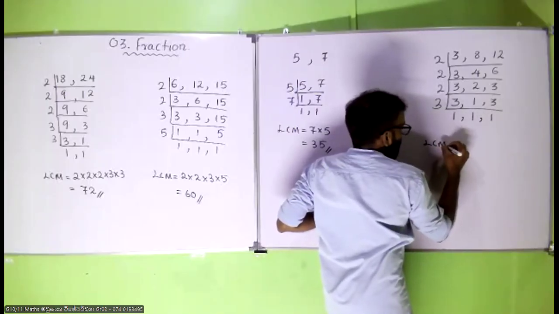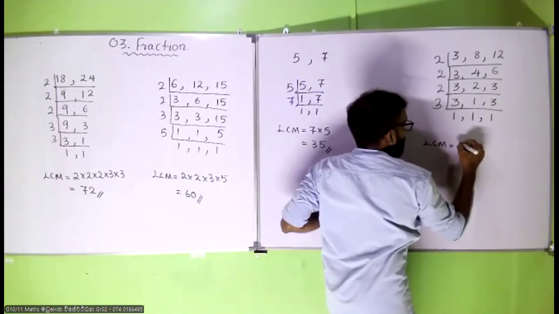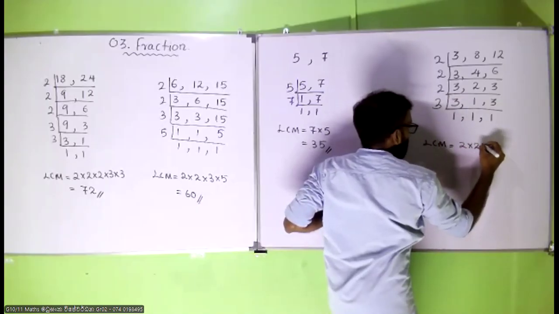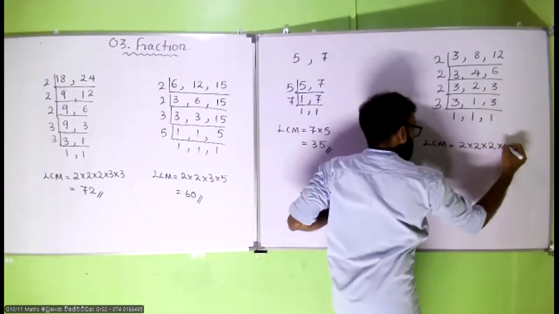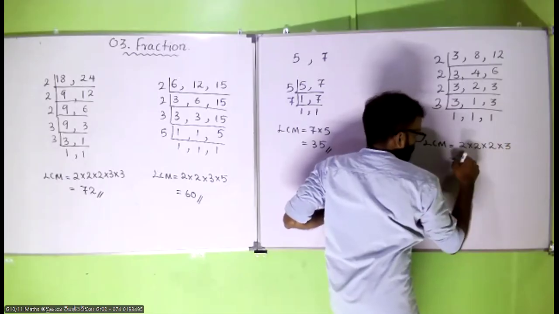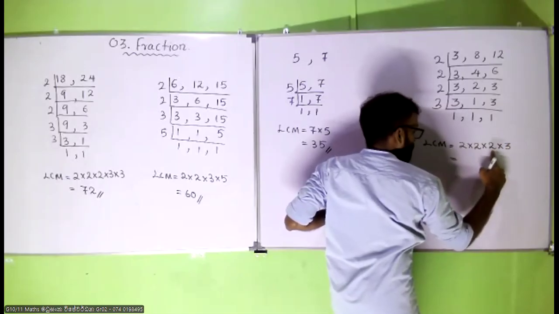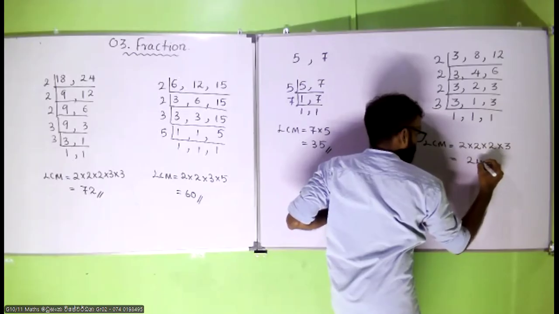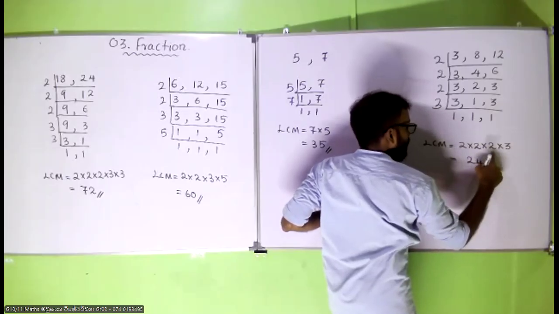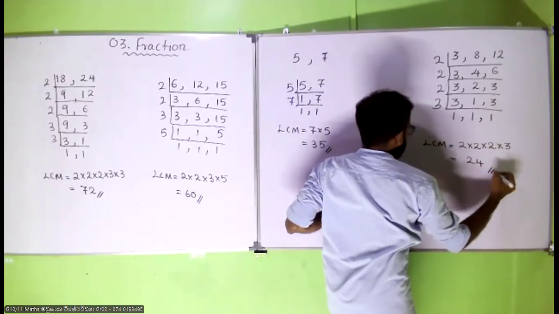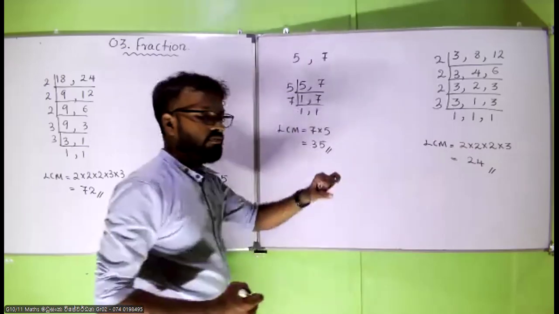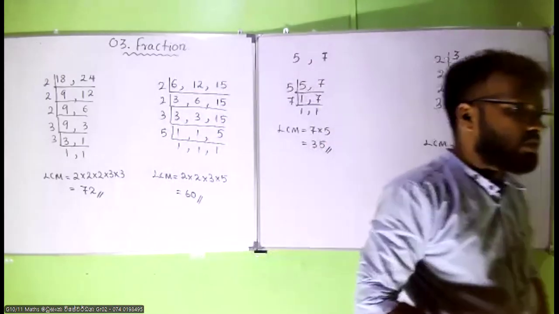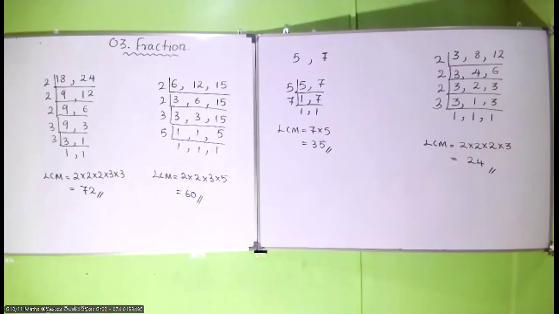To find the LCM, multiply these numbers together: 2 times 2 times 2 times 3. 2 times 2 is 4, 4 times 2 is 8, 8 times 3 is 24. So the answers should be 60, 35 and 24. If you have these three numbers, your answers are perfect.